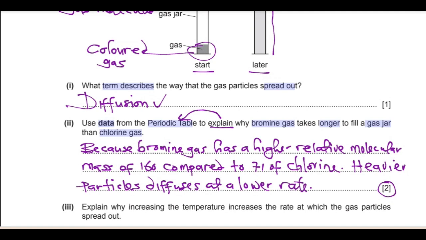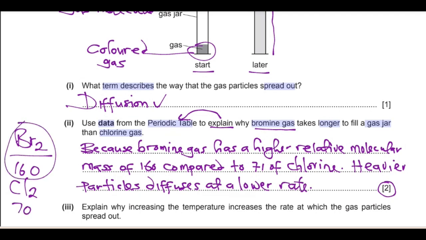So the question is saying explain why bromine gas. So your explanation should be related to bromine gas. And the bromine gas, in relation to the periodic table, when you find the relative molecular mass of bromine gas, you will find that it will have the relative molecular mass of 160, as compared to chlorine, whose relative molecular mass will be 70. So we expect this molecule to move at a slower rate as compared to chlorine, which has a lesser mass of 70.